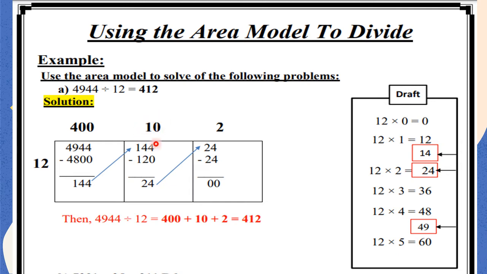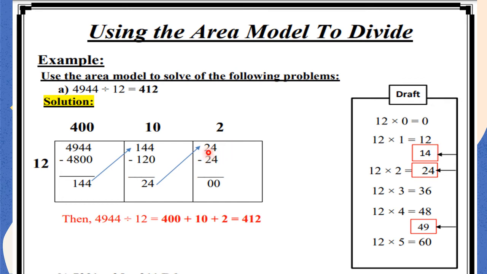And now 10 times 12 equals 120. We will put the answer down. And now subtract. 4 minus 0 equals 4. 4 minus 2 equals 2. 1 minus 1 equals 0, which has no meaning. And now we finished till 24. I will take it to another section.